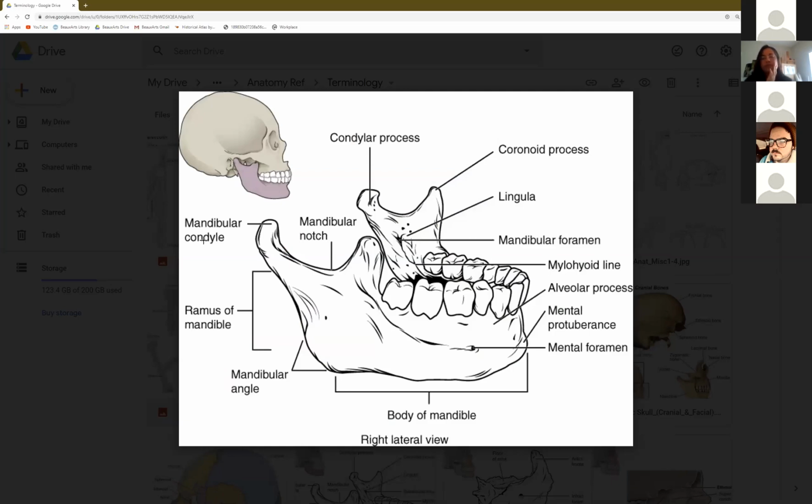The mandibular condyle, again, a condyle is like a larger tubercle. So that's where the jaw articulates with the skull. The mandibular notch is this concave ridge here.